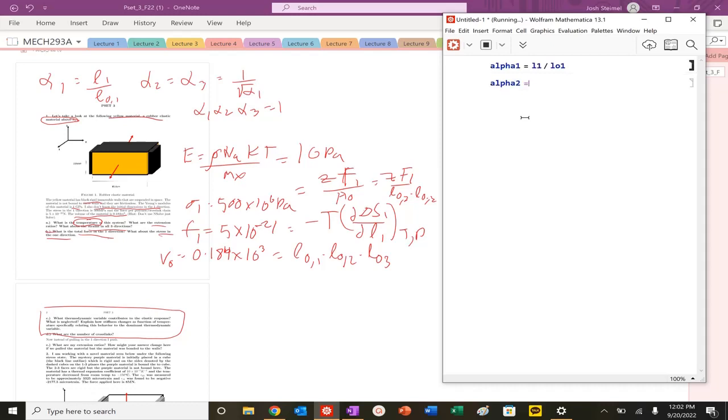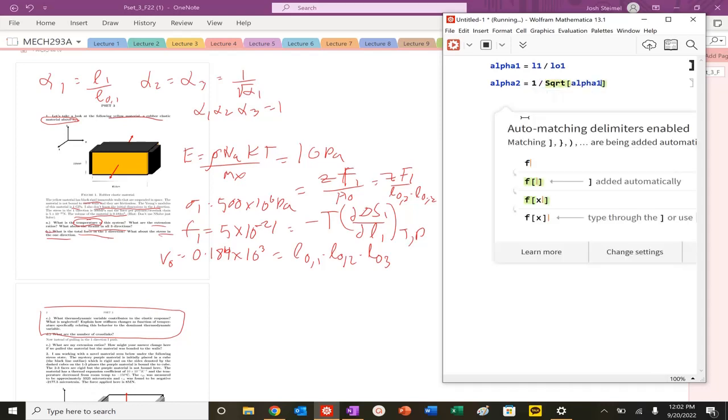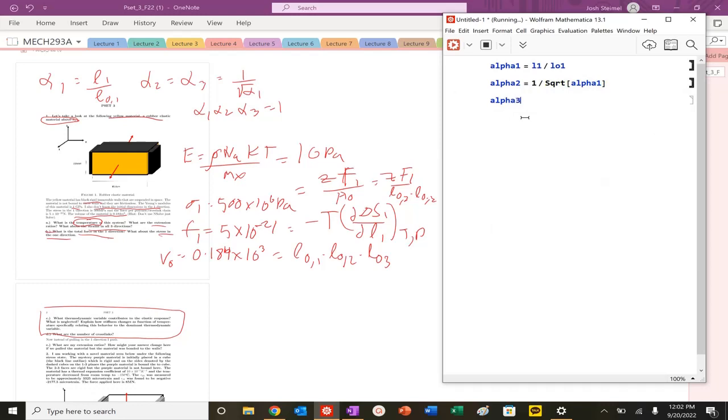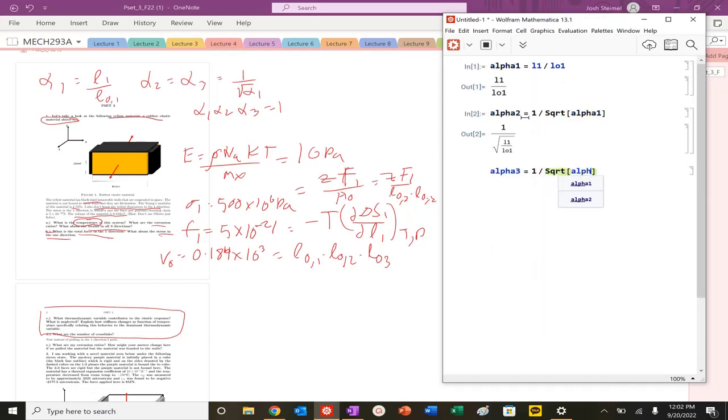We know that alpha 2 is going to be equal to alpha 3, which is going to be equal to 1 over square root of alpha 1, excuse me. So alpha 3 is equal to alpha 2, or square root of alpha 1 as well. Excellent. So we can now start to define the rest of our problem. Always starting out with the alphas is a good idea. Define, looking at the system constraints, what's moving, what's not moving.